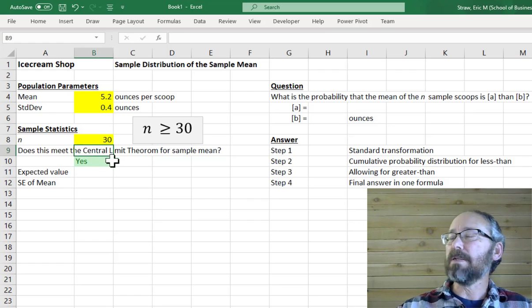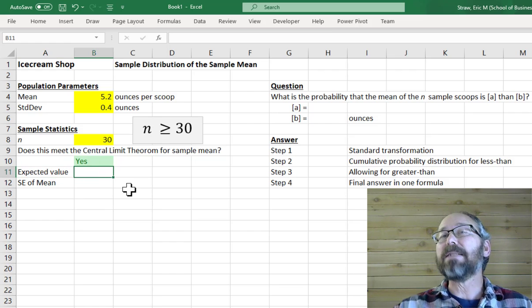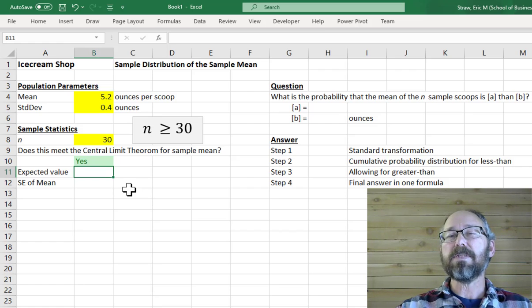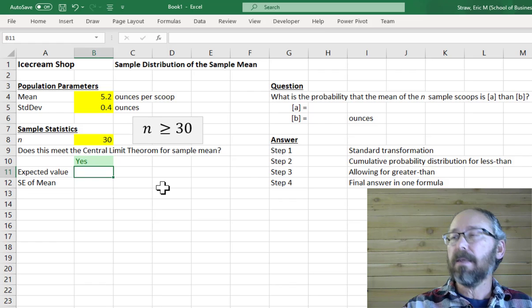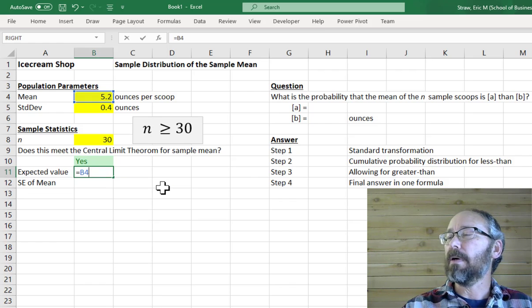Now let's move on to the expected value. What we're talking about is the expected mean of our sample statistics. If I meet the central limit theorem, then the expected value of the sample statistic is going to match the population parameter, so this 5.2. So we can simply say equals B4.